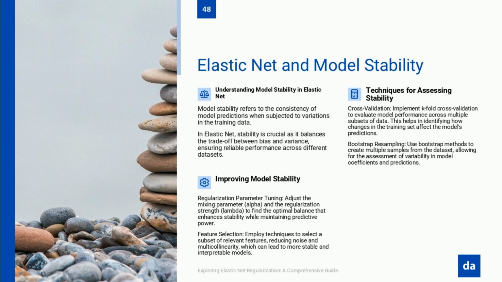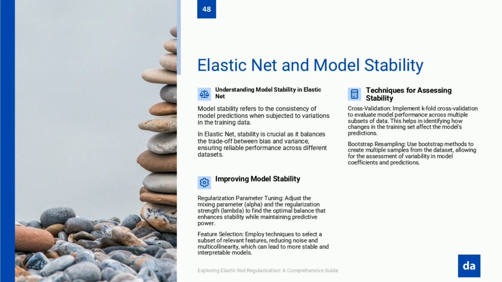Another factor affecting model stability is sampling variability. If a model is trained on slightly different data each time, we expect some variation in results, but a well-regularized Elastic Net model ensures that the core predictive features remain consistent. This is particularly important in healthcare, finance, and scientific research, where model stability directly impacts decision-making.